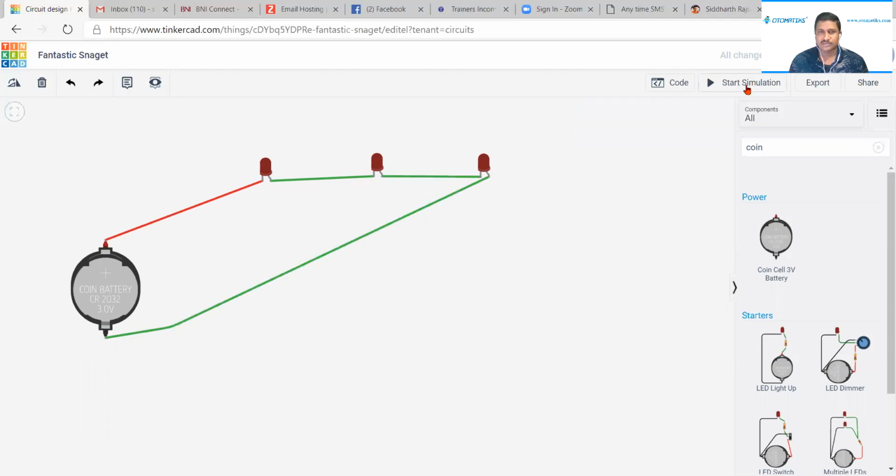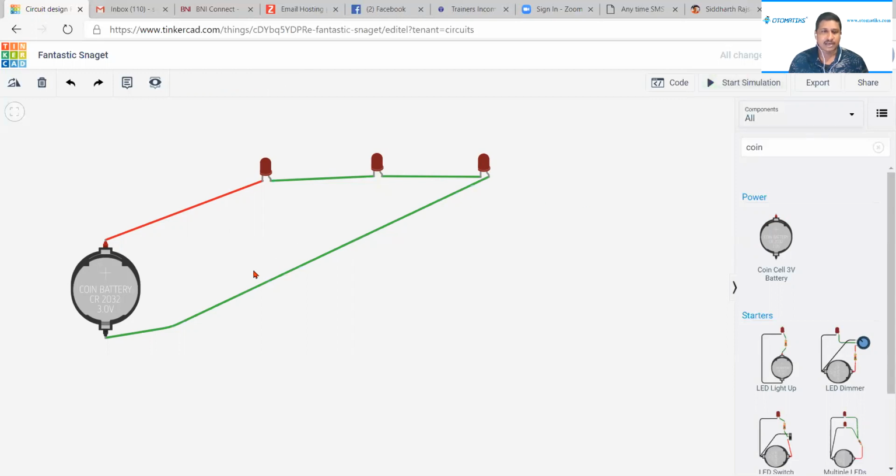So now I start the simulation. It won't work. I told you, the LED has polarity. Since it has polarity, we cannot use it as a serial connection, right? The reason is this is the positive of LED1, and we are connecting it to the negative of LED2. Obviously, it will not work, because if you interchange the positive and negative in an LED, it won't work. The same thing.